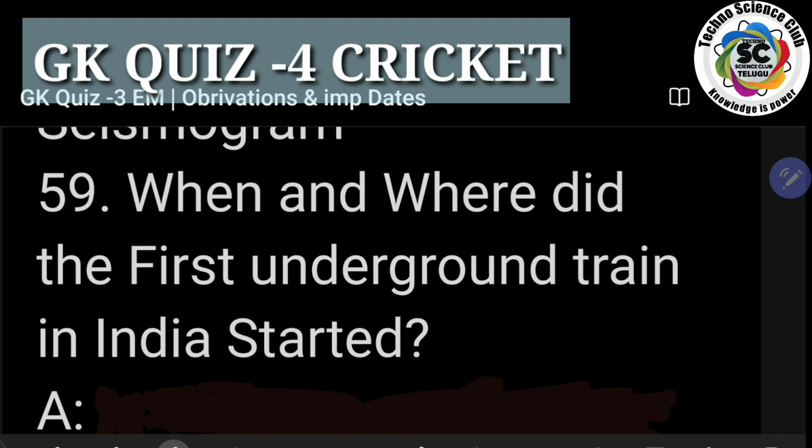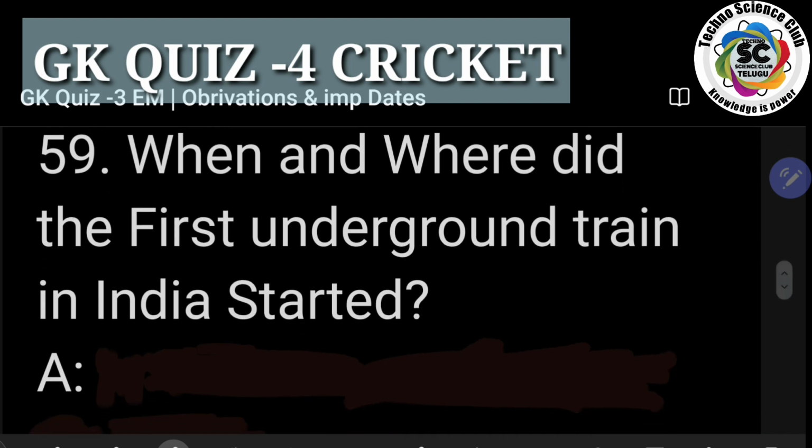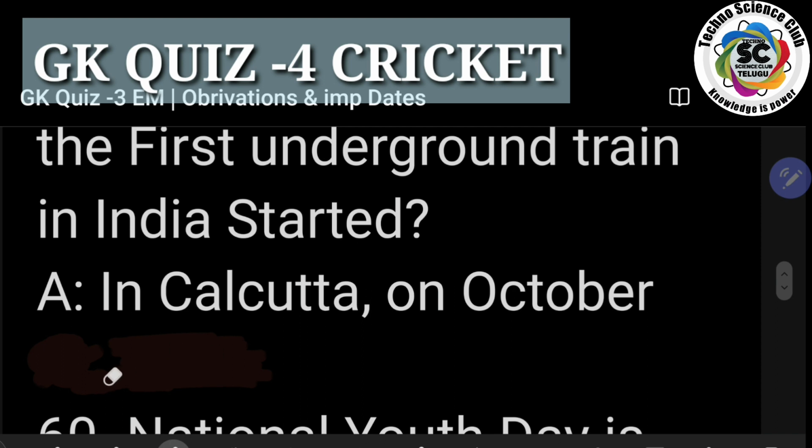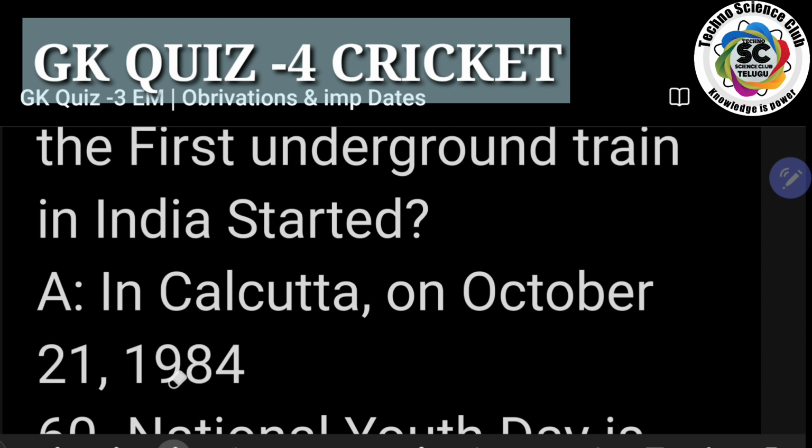Next one. When and where did the first underground train in India start? India lo first modati underground train ekkade nunchi eppudu start ayindi? Modati underground train in India started on October 21, 1984 in Calcutta.